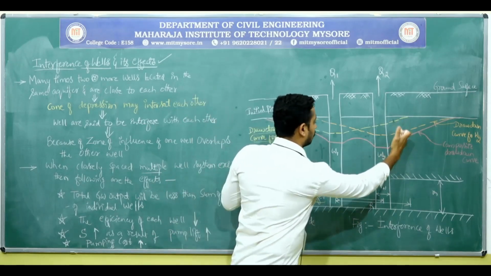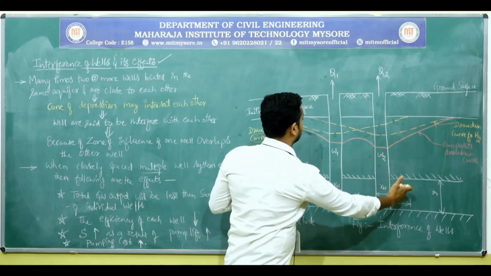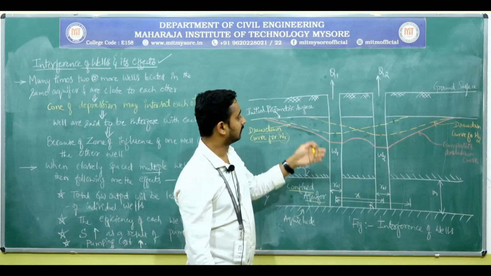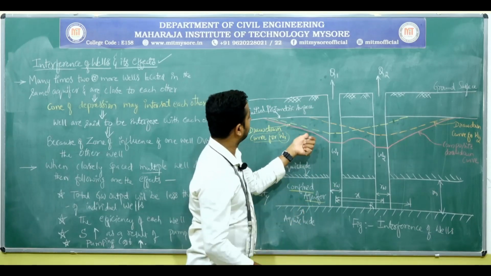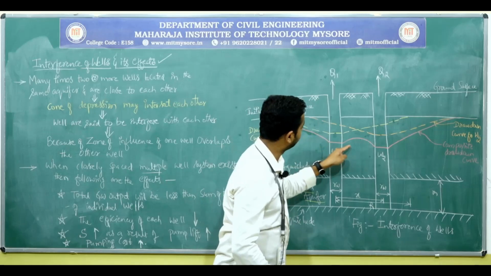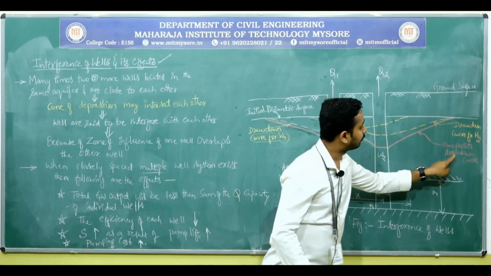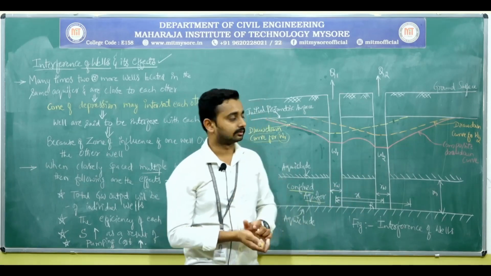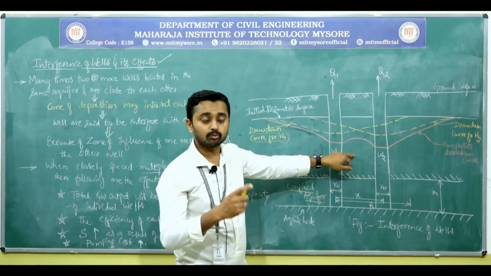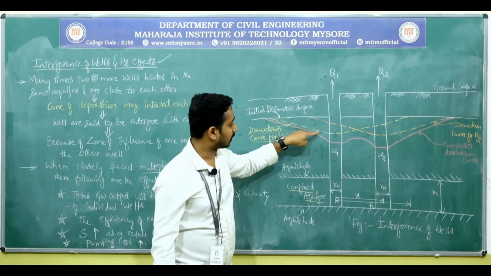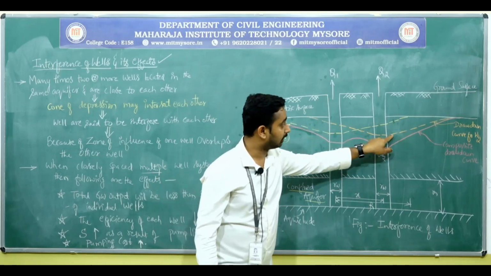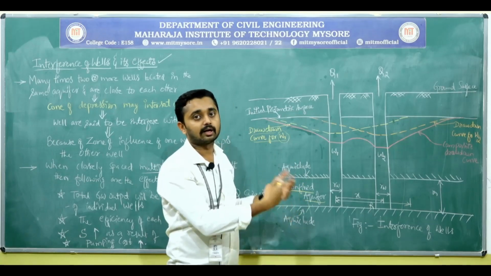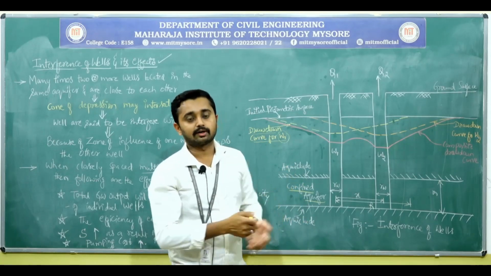This region, this area, is overlapped by this drawdown curve, correct? Now this pink color is the composite drawdown curve. Pink color is the composite drawdown curve for both well 1 and well 2. This is the drawdown curve for well 1, and the drawdown curve for well 2. So one drawdown curve is influenced by, overlapped by another one.